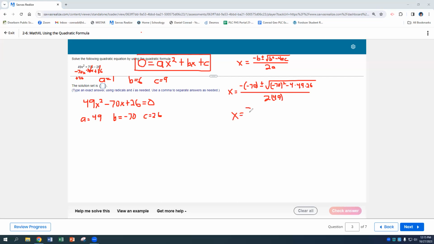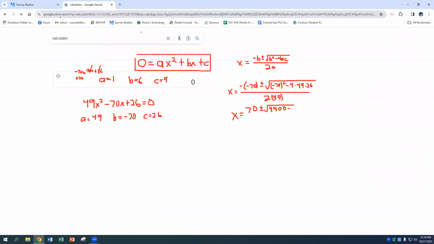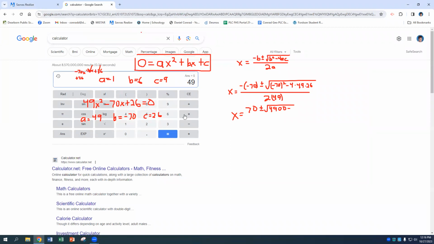So opposite of negative 70 is 70, plus or minus. 70 squared is going to be 4,900, right? Minus, so we've got to open up a calculator. Let's just double check, 70 times 70, 4,900, right? And then we're going to do negative 4 times 49 times 26. That's going to be a negative 5,096.